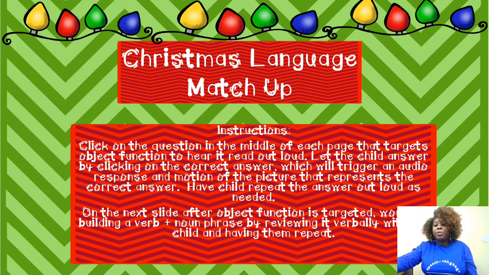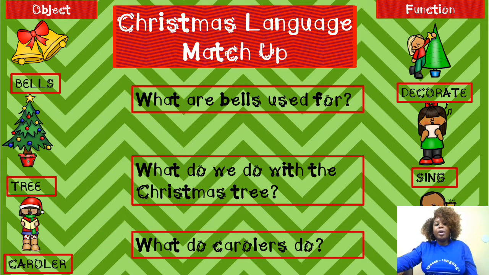So I want to show you how we can do that. On your object function pages, which there are two of them, you're going to have your objects on the left and your function on the right. Before you actually get into the game of asking them what function goes with the particular object, you can take the time to name and identify the object. So you can say, what is this? Bells. What is this? Tree. Tell me what you see here. A caroler. And then you can go back and flip that and say, show me the caroler, show me the tree, show me the bells. At this time, they're just pointing everything out to you on the screen.